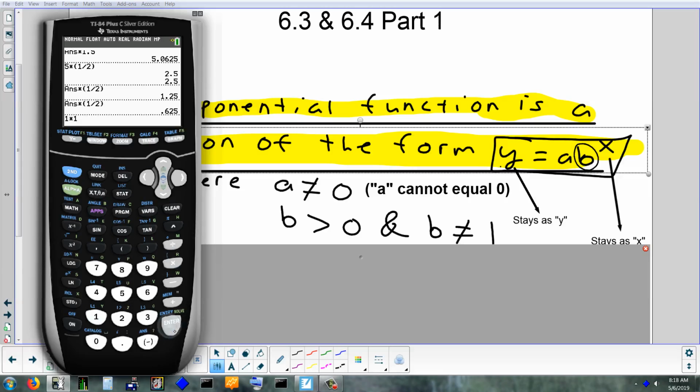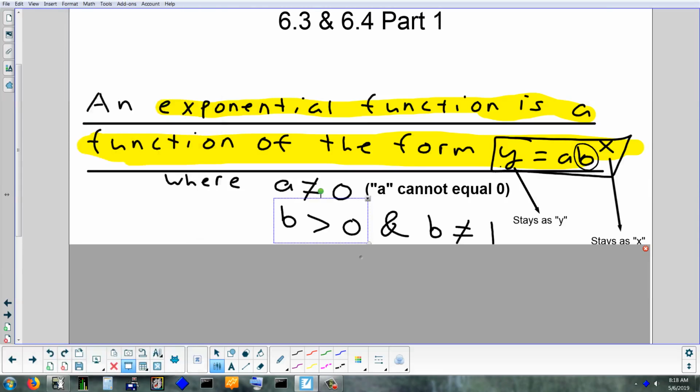If you just take 1 times 1, and then times 1, and then times 1, it's not getting bigger or smaller. So it doesn't fit the pattern we're looking for this week. Okay? So we're always going to have a positive number, but we won't have the number 1 in the b spot.